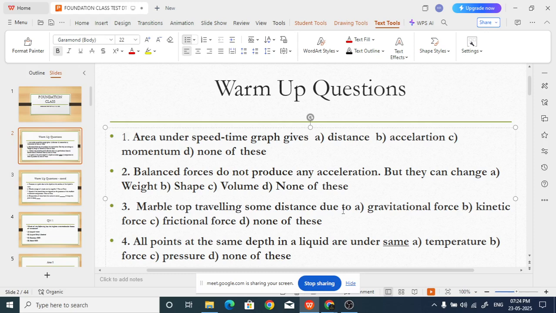It rotates because of kinetic force, but the distance it travels is due to frictional force. Okay? Right. Next, fourth question.